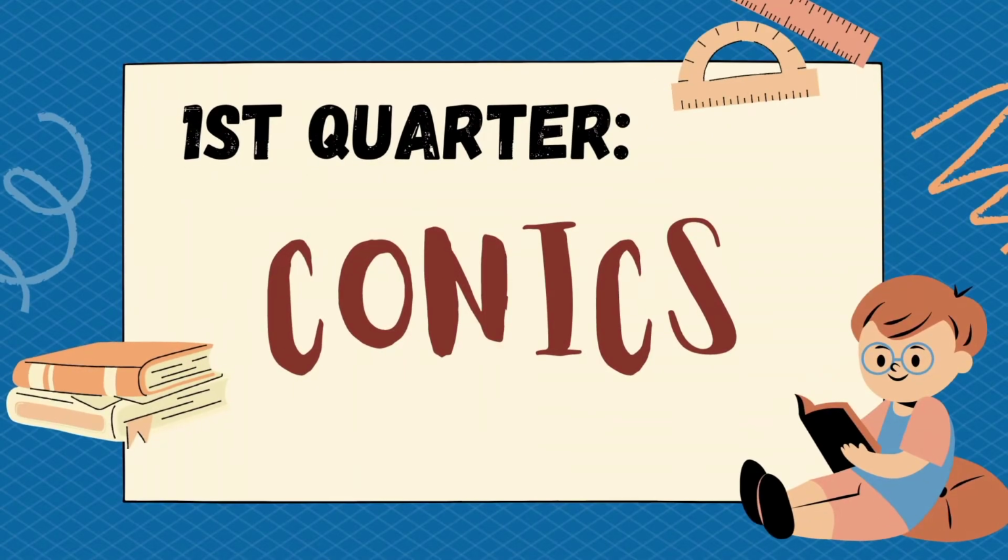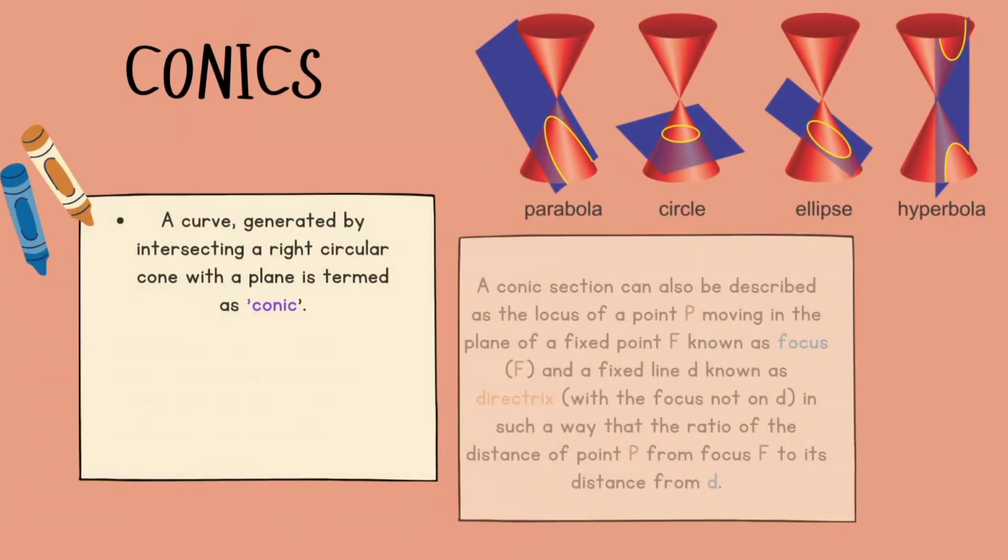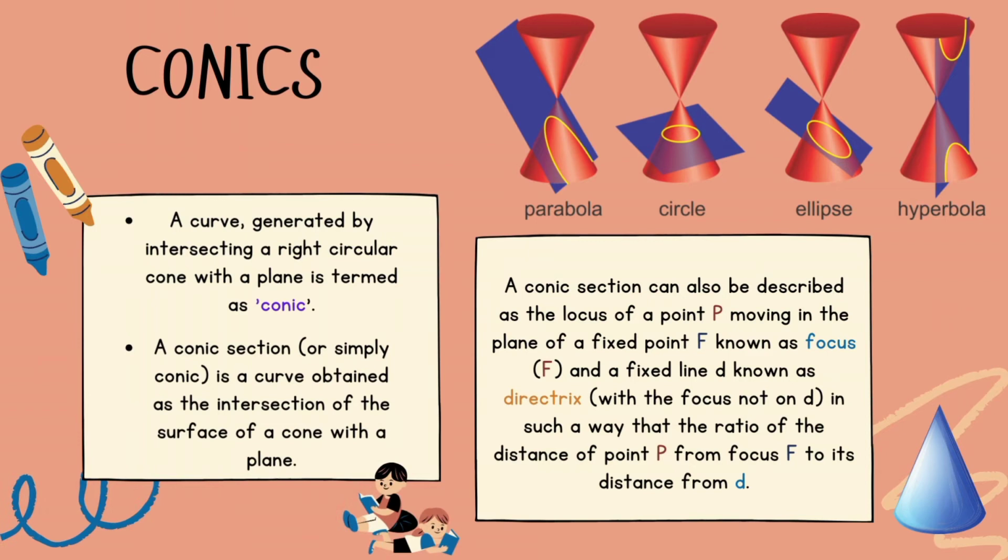The first topic that we discussed in our first quarter is all about conics. And what do we mean when we say conics? A curve generated by intersecting a right circular cone with a plane is termed as conic.